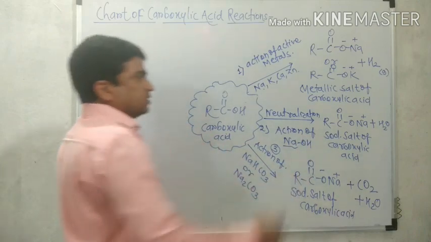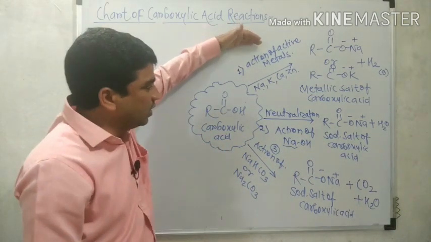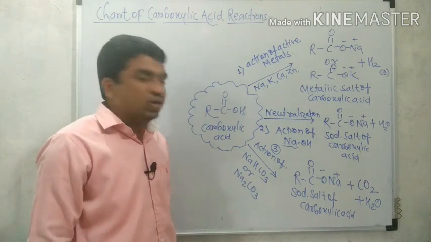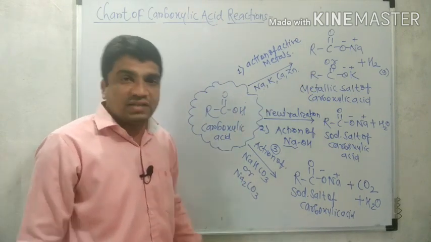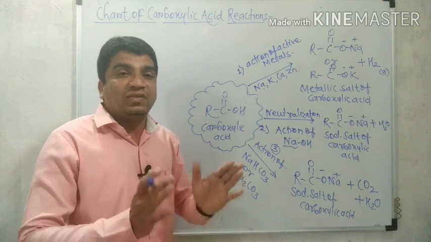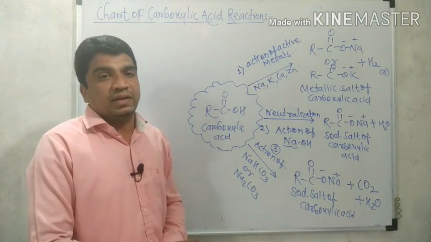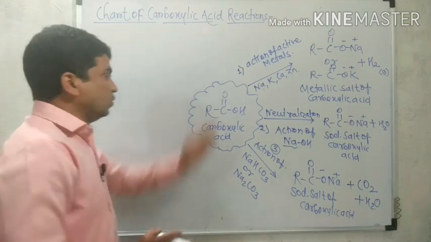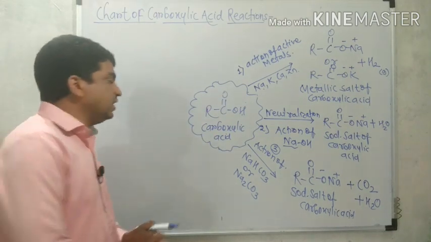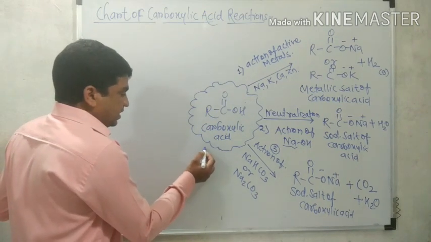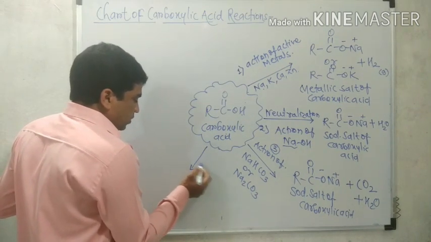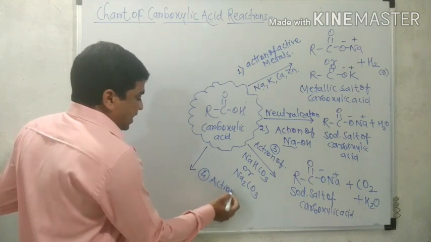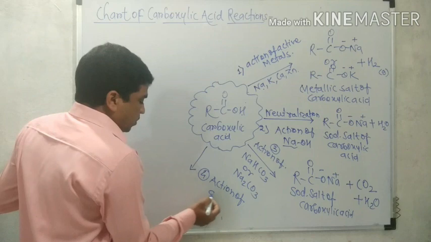These three reactions, the action of active metals, neutralization, and the action of sodium bicarbonate and sodium carbonate, all give the respective metallic salt of carboxylic acid. Either it may be the sodium salt or the potassium salt. So that is about the three reactions. Now reaction number 4, the reaction named the action of alcohols.